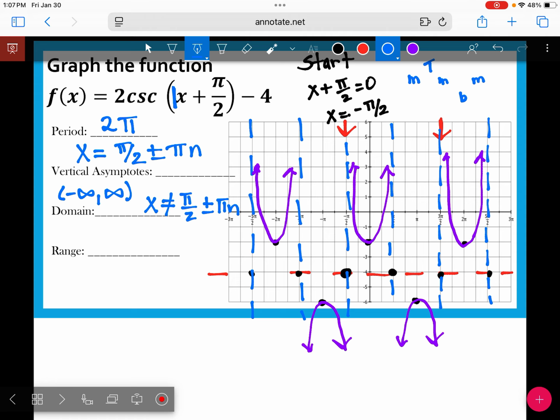Then you always start by giving me the range of the frown. My frown is coming from negative infinity and is going up to negative 6. My smiles start at negative 2 and they go up to infinity. And that is it. Any questions?